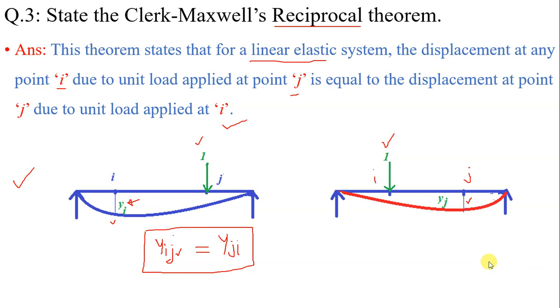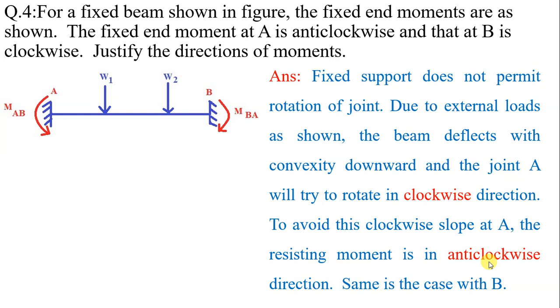Now let us move to the next question. For a fixed beam shown in figure, the fixed end moments are as shown. This figure shows a beam carrying 2 point loads W1 and W2. And these are the fixed end moments developed at fixed supports A and B. MAB is the fixed end moment at A, MBA is the fixed end moment at B.